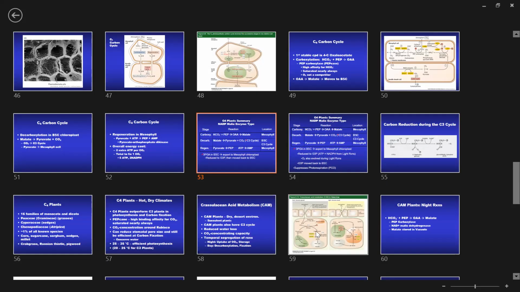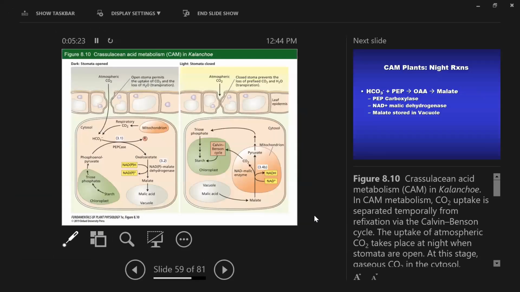And then the CAM is similar. Most of the same players are in play, so it's not a brand new cycle you have to learn. It's just that they've done it on a day-night rhythm instead of a physical separation of where things are happening. It all happens in the same cell. It's just they do a day-night rhythm.